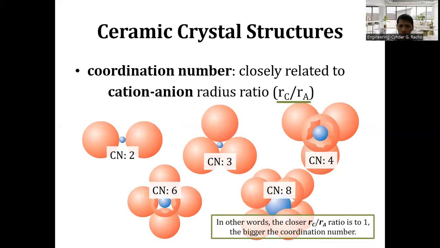In other words, the closer the ratio R sub C over R sub A is to 1, which is the case for this figure, the bigger the coordination number. So notice you have 2, 3, 4, 5, 6, 7, 8. So you have a bigger coordination number if the ratio is closer to 1.